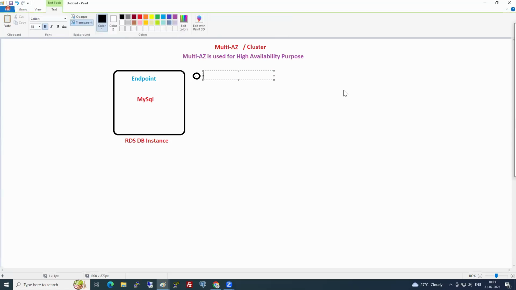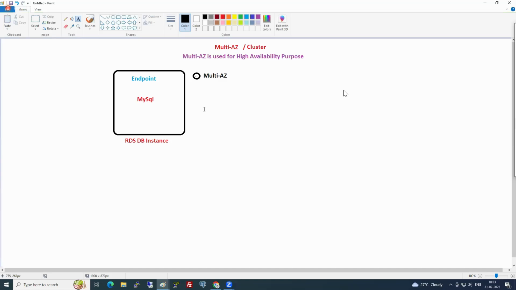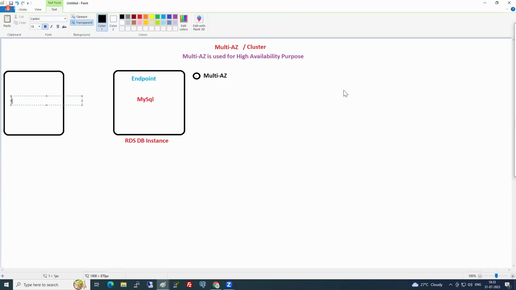You can select the radio button. When you're setting up a DB instance, it will ask whether you need multi-AZ or not. It is up to us whether to enable multi-AZ or not. Just in case you have enabled multi-AZ, what will happen, guys, is that in parallel one more DB instance will get created. But this DB instance is not visible to us.